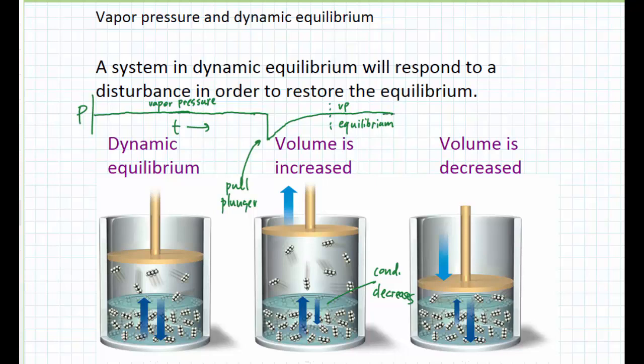What's going to happen to the pressure the instant that we decrease the volume? So I squeeze down on that plunger. Pressure is going to shoot up. What's going to change in the vaporization and condensation when I push down on that and shoot up the pressure? What's going to change?